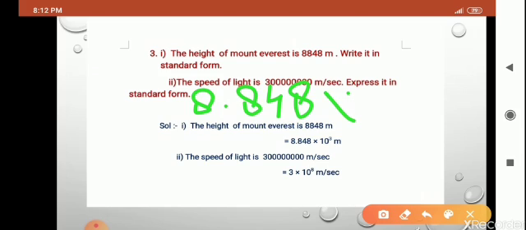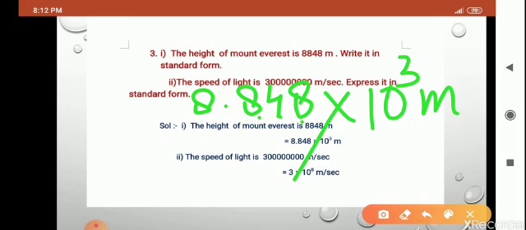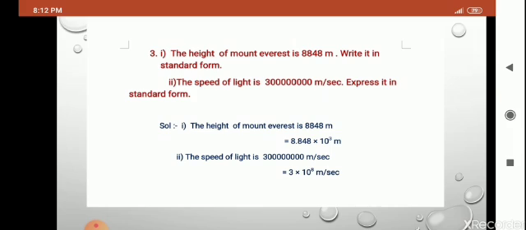This is the m, first part of the standard form, into 10. Then we count the number of digits after the decimal. So here 1 2 1 2 3 3. So 8.848 into 10 to the power 3 meter. It's your answer. Now in the second one, the speed of the light is given.